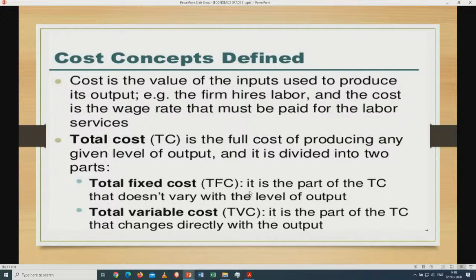We explained that the fixed cost is not dependent on how many units you are producing. And then the total variable cost is the part of the total cost that changes directly with the output. So the output you produce will be dependent on the cost of the variable factor, like we have made use of the example of the maize meal as well as the making of dresses. And you can make use of many other examples.